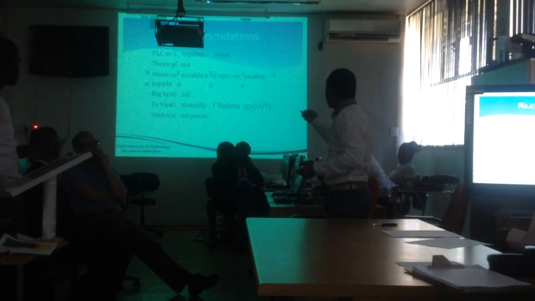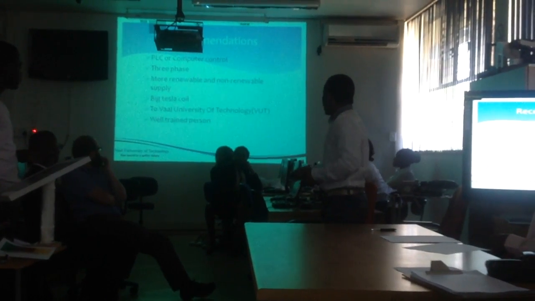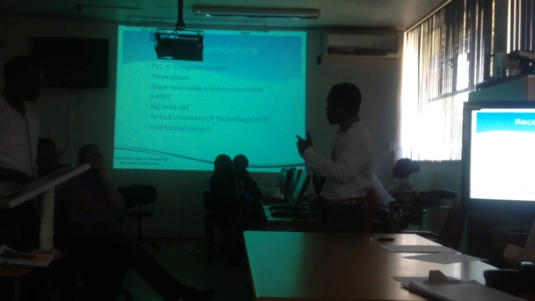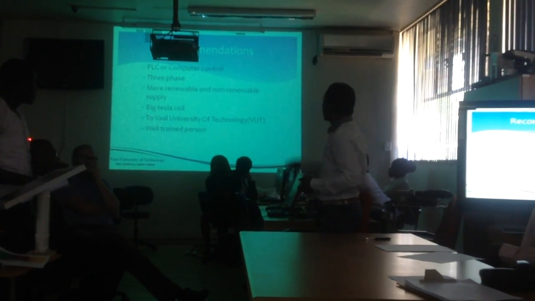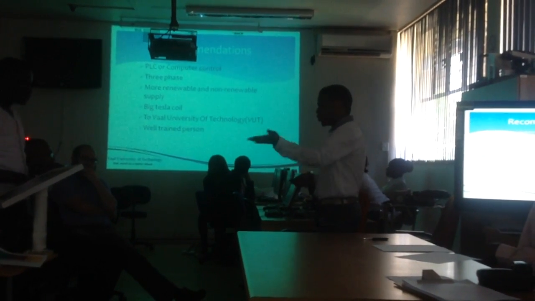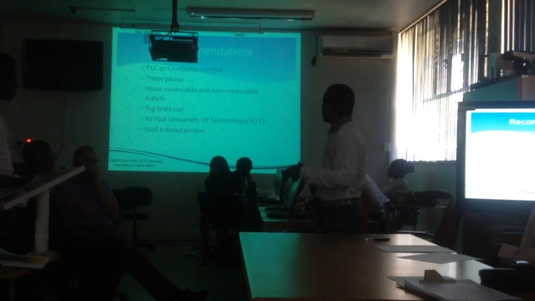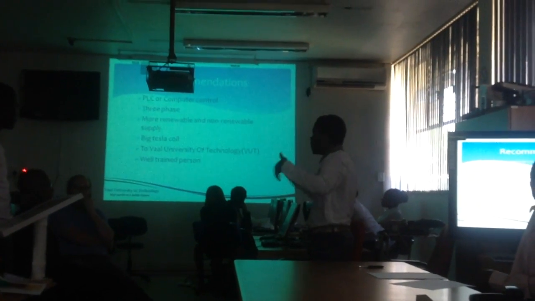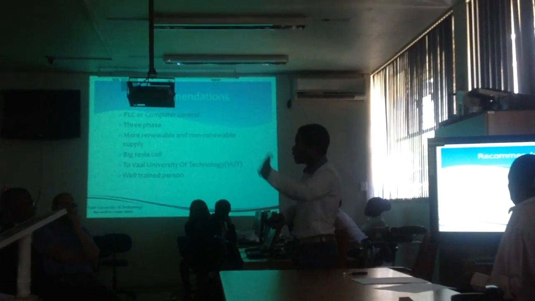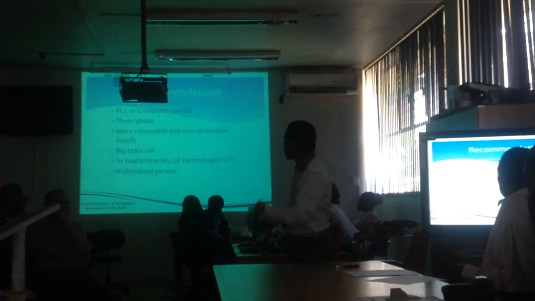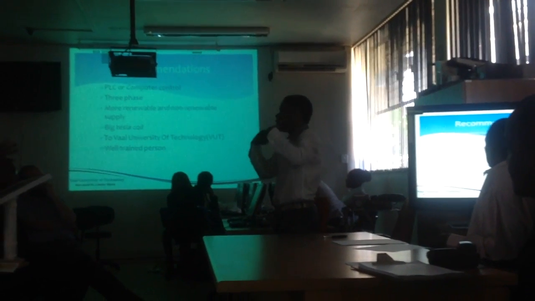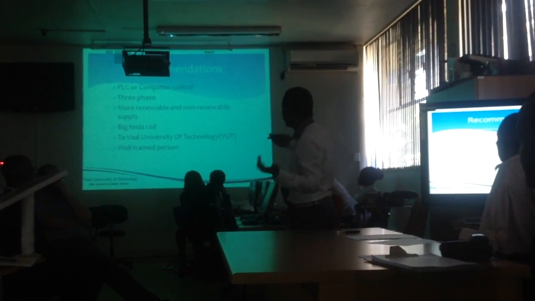So, moving on to recommendations. This power grid can be controlled by a PLC or computer program if you want it to be automatic. The best way to do this is in 3-phase. Another one: you can add more renewable or non-renewable energies. When you add another power supply, just add conductors and so forth. And then you can design a bigger tester coil to have a brighter illumination, so to say.